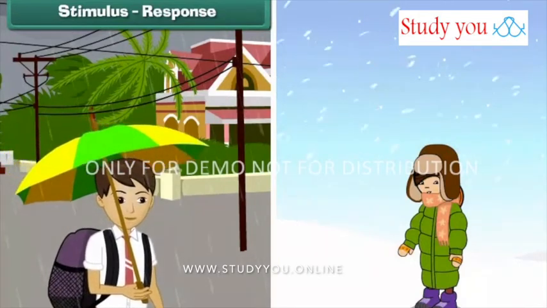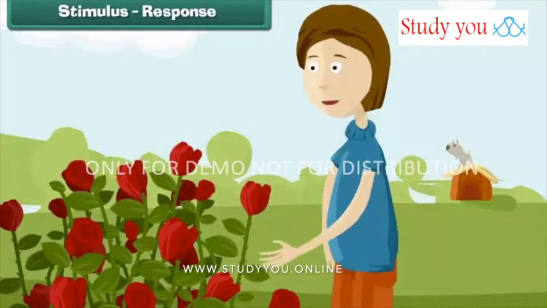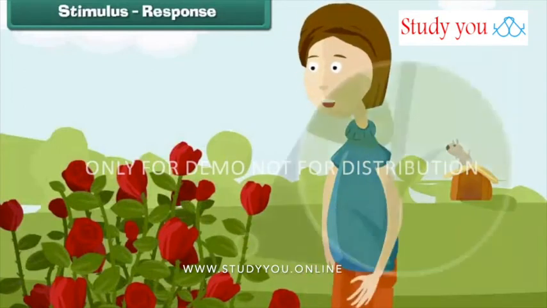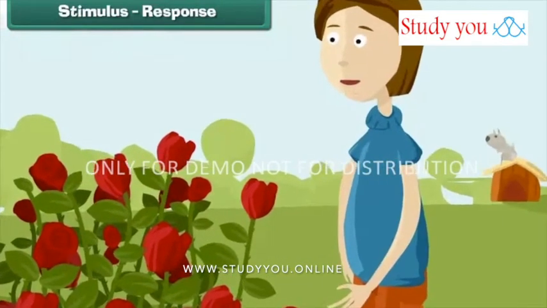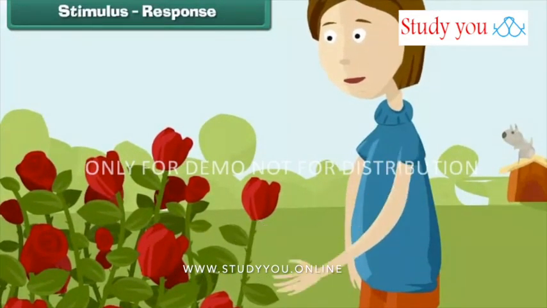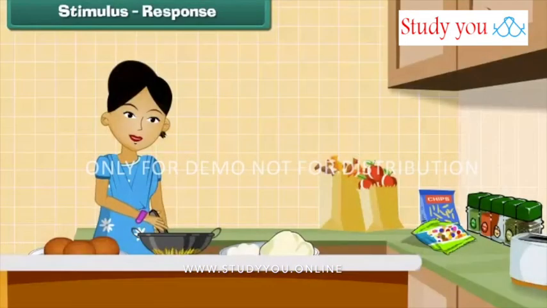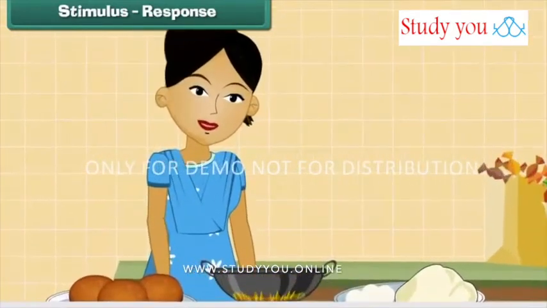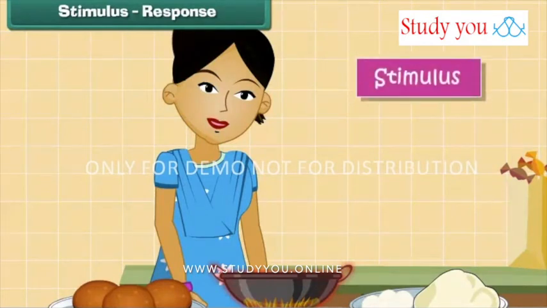Stimulus, response. All living things feel the changes around them. Any external influence which causes a living thing to react is called a stimulus. The reaction of a living thing to an external influence is called a response. For example, when you touch a hot pan accidentally, you throw your hand away immediately. The heat radiated by the hot pan is a stimulus. The act of moving the hand away from the hot pan is a reaction.